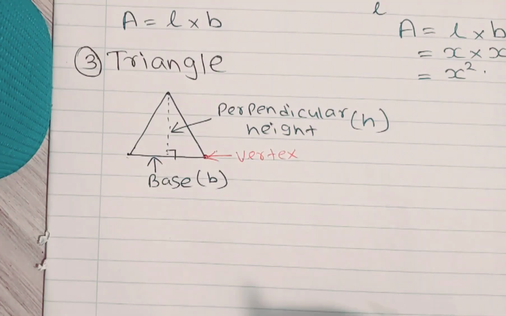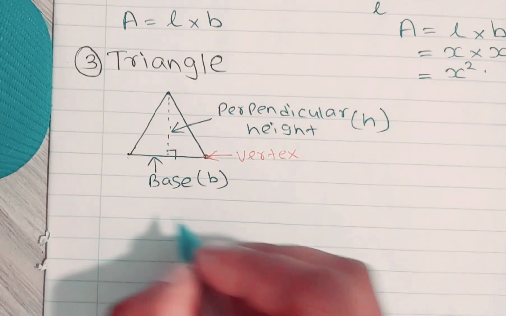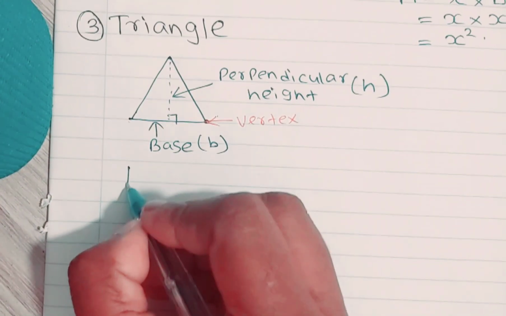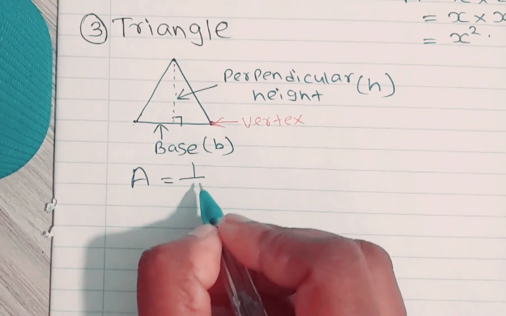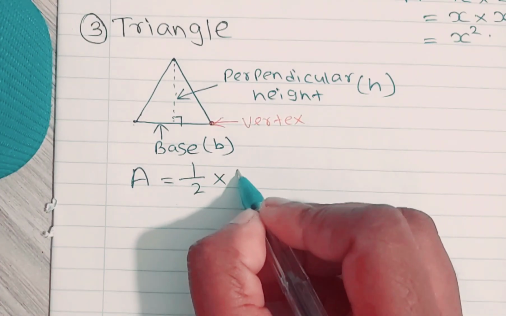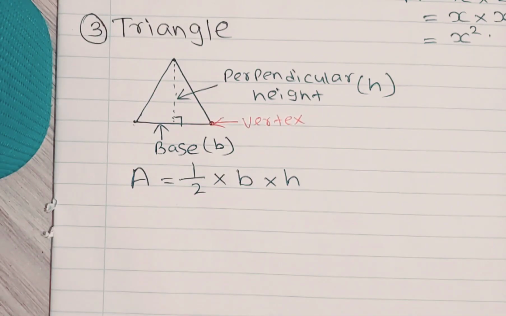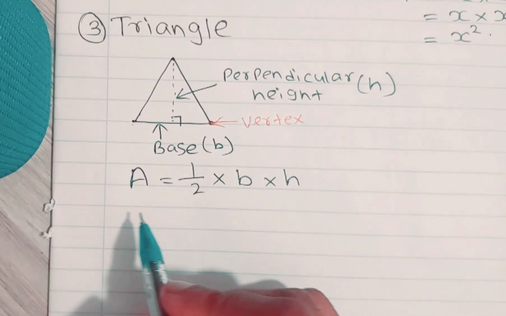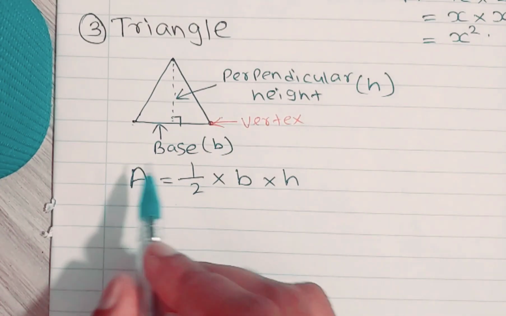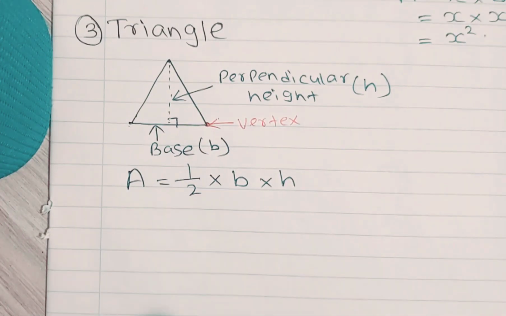Okay, then if you need to find the area of the triangle, you can find it like here. Area is half into base into perpendicular height, right? So that is the way you find the equation for the area of the triangle. Okay, then we can go for the next one.